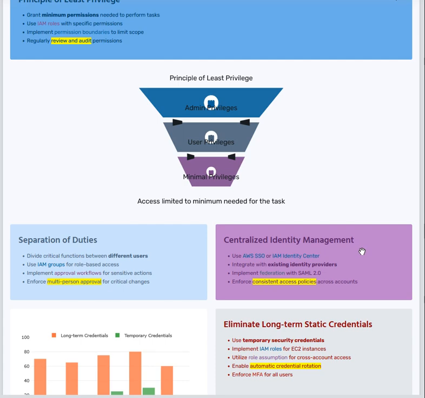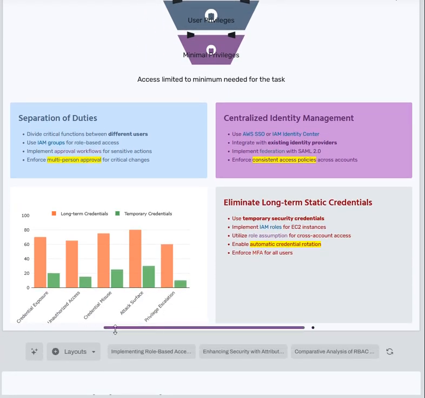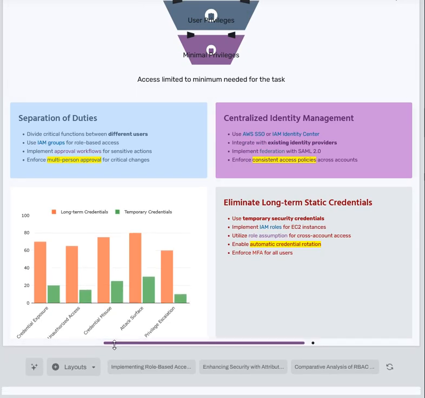Centralized identity management: use AWS single sign-on or IAM Identity Center. Integrate with existing identity providers, implement federation with SAML 2.0, and enforce consistent access policies across accounts. So you're enforcing consistent access policies across different accounts, right? Just giving you an idea.